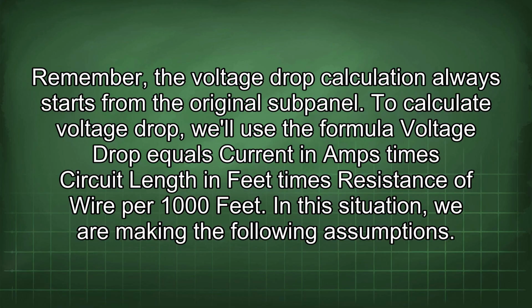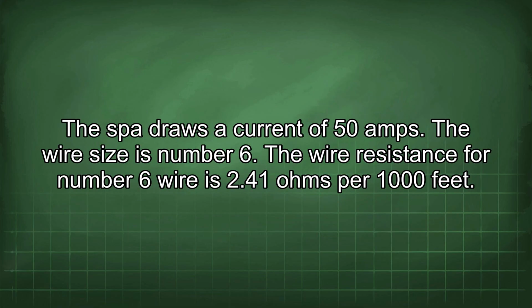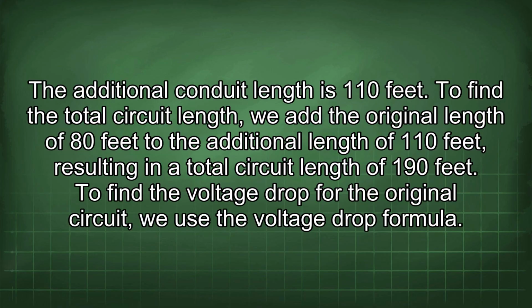In this situation, we are making the following assumptions. The spot draws a current of 50 amps. The wire size is number 6. The wire resistance for number 6 wire is 2.41 ohms per 1000 feet. The additional conduit length is 110 feet. To find the total circuit length, we add the original length of 80 feet to the additional length of 110 feet, resulting in a total circuit length of 190 feet.